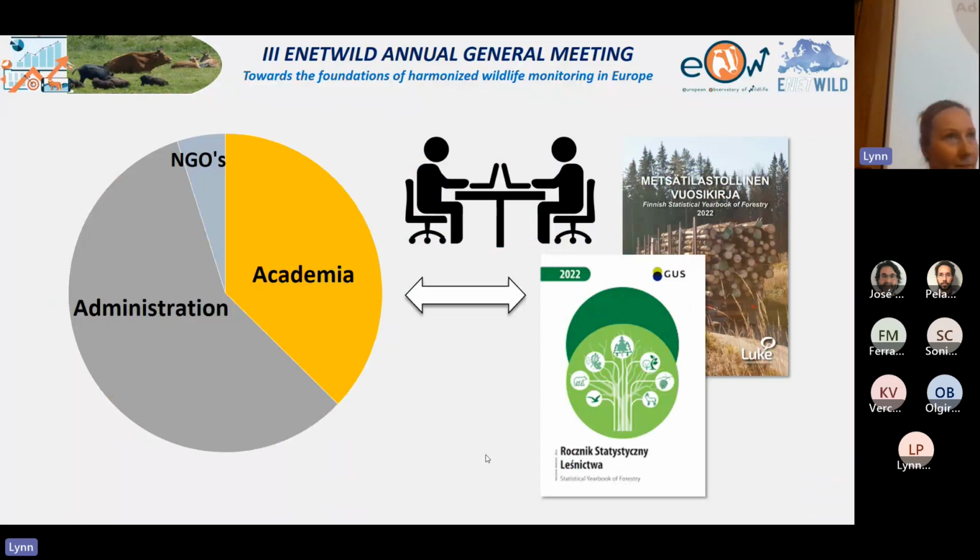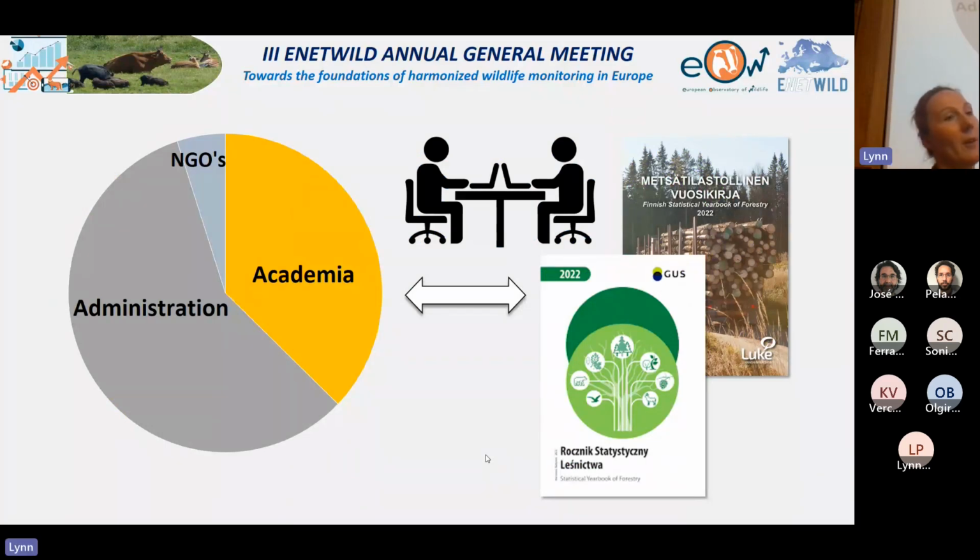But with whom are we in fact cooperating? This graph is showing who we did try to contact. Of course, we are going mostly to two types of people, to administration and to academia. The thing is that most of our data and our cooperation, even throughout ENETWILD, relies on academia because most of us have a scientific background, and this is easier for us to communicate.